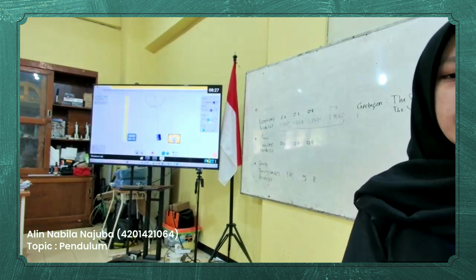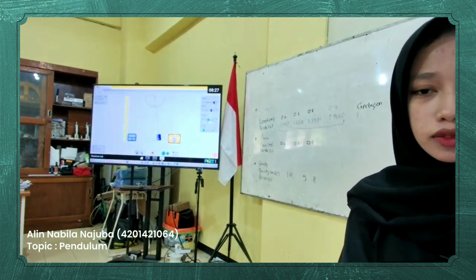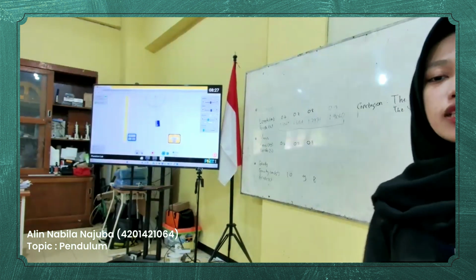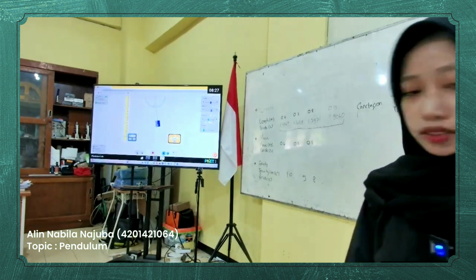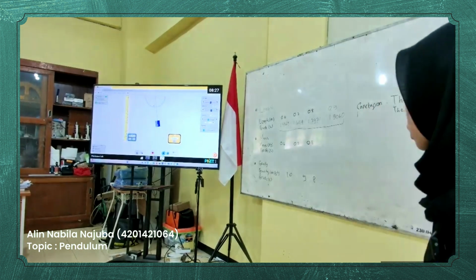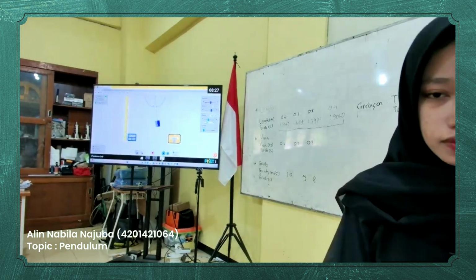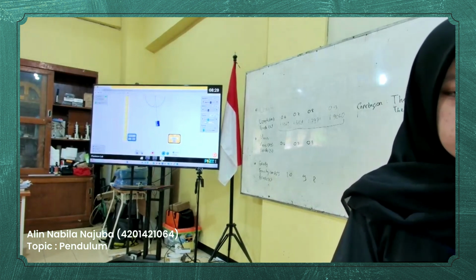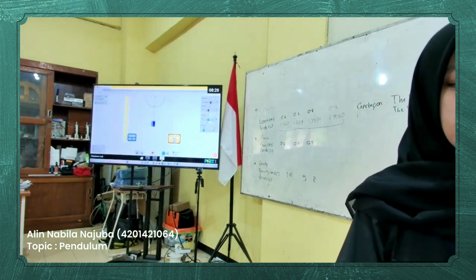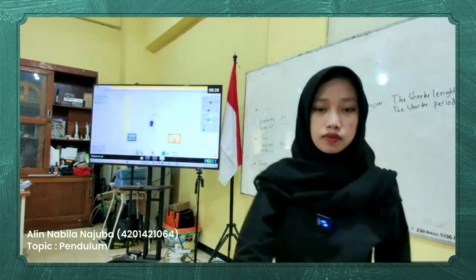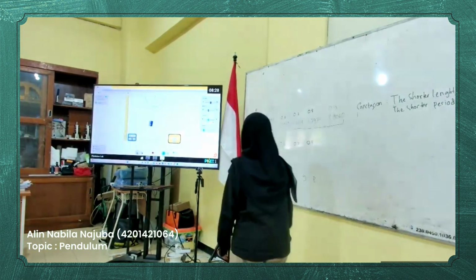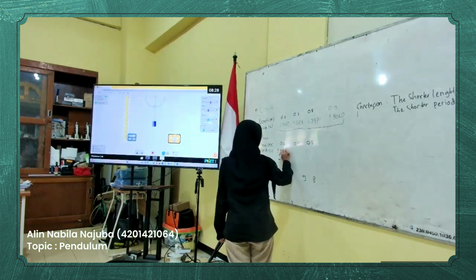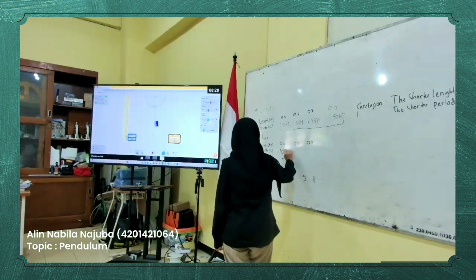For the next, we can change the mass. We keep the length the same at 0.6 and we change the mass. For the first, 0.6. We can observe the period is 1.5559.